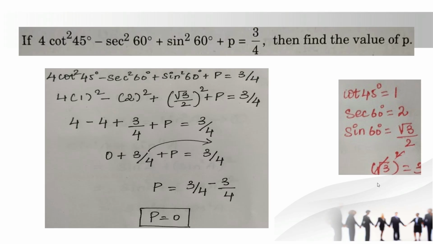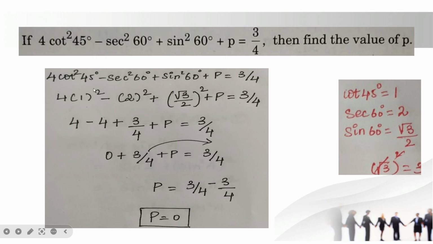In this question we could see they have given an equation and they are asking us to find the value of P. In order to proceed with this question, first you need to know the value of cot 45, the value of secant 60, and the value of sine 60. Else you couldn't do this question. Knowing these values is a must. Here I have given the values for them: cot 45 is 1, secant 60 is 2 and sine 60 is root 3 by 2.